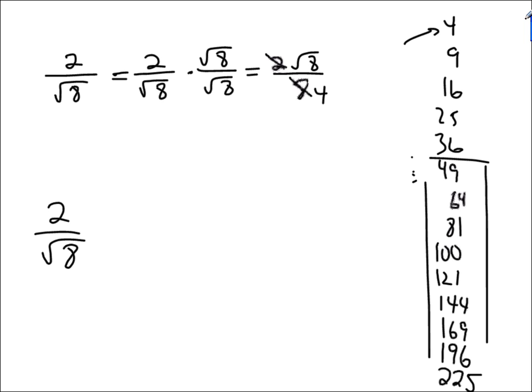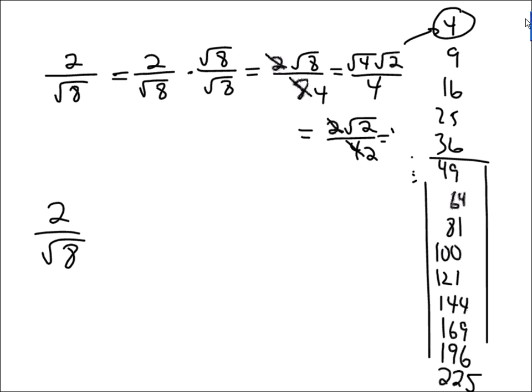The problem is we can break down the square root of 8. There's a number on our list that goes into 8. This is the square root of 4 times the square root of 2 over 4. That's the square root of 4, that's the square root of 2, and that's 4. And 2 goes into 4 2 times, so the final answer is square root of 2 over 2.